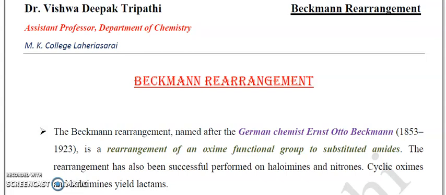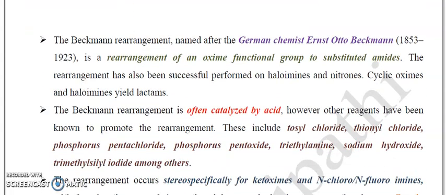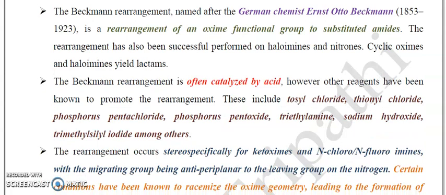Beckmann rearrangement is a named reaction, named after the discoverer of this reaction, and this reaction was discovered by a German chemist, Ernst Otto Beckmann. And this reaction, as the name suggests, is a rearrangement. It involves the rearrangement of the oxime functional group to the substituted amide. So the product is amide and the reactant is oxime.